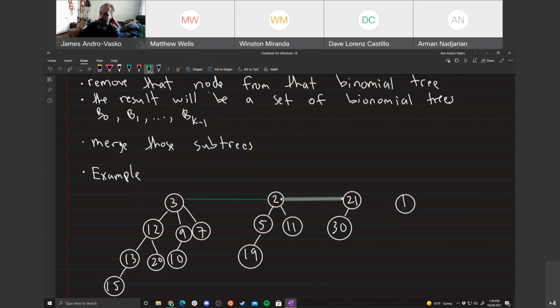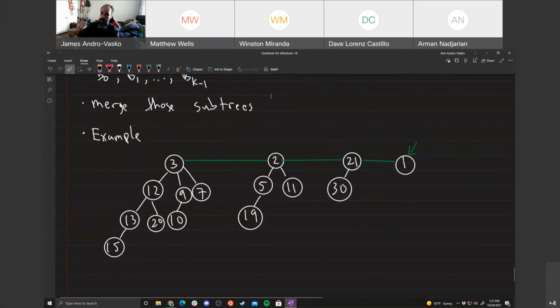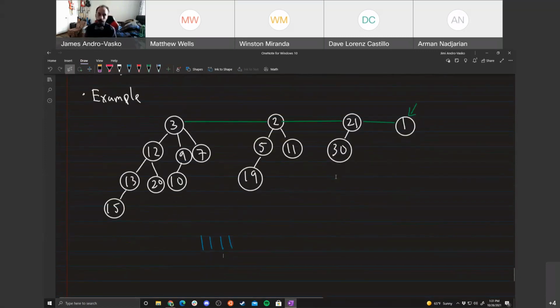So the green line implies there is going to be a set of binomial trees, and this green line is going to just connect them. So we're going to have a forest of all of these trees, and we're going to have a B0 tree, B1 tree, B2, and a B3 tree. So now we have this.